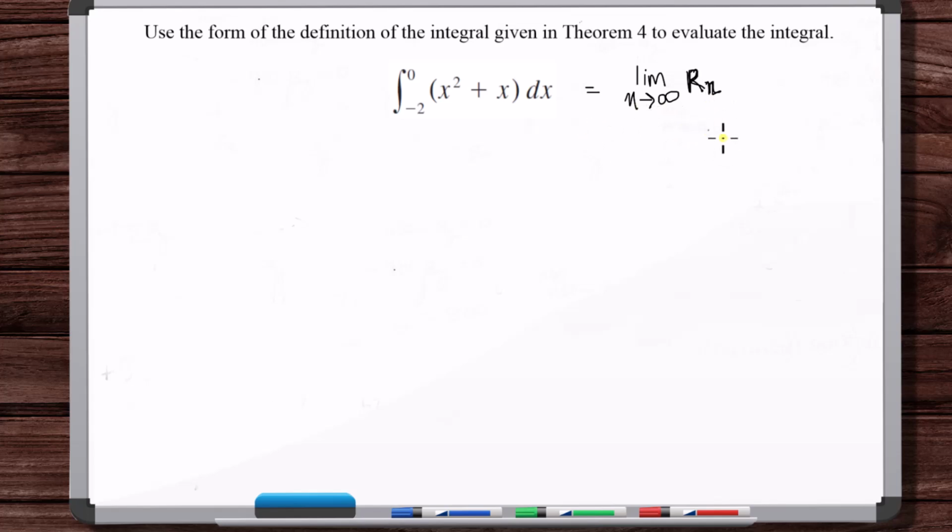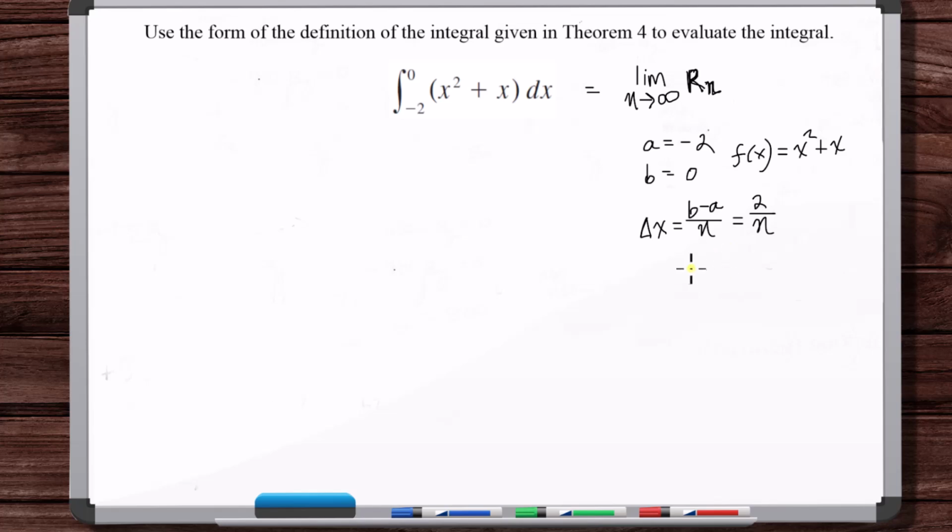The way the Riemann sums were set up was that, if we look here, the lower limit of integration is -2 and the upper limit of integration is 0. We've got f of x equal to x squared plus x. Now delta x is b minus a divided by n. B minus a, 0 minus -2, is 2, so delta x is 2 divided by n.